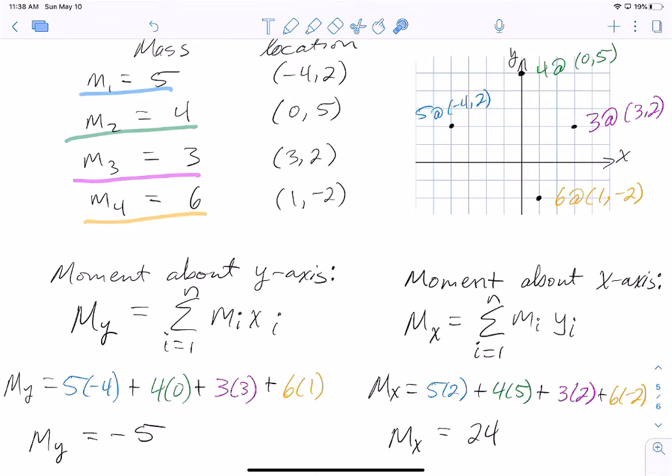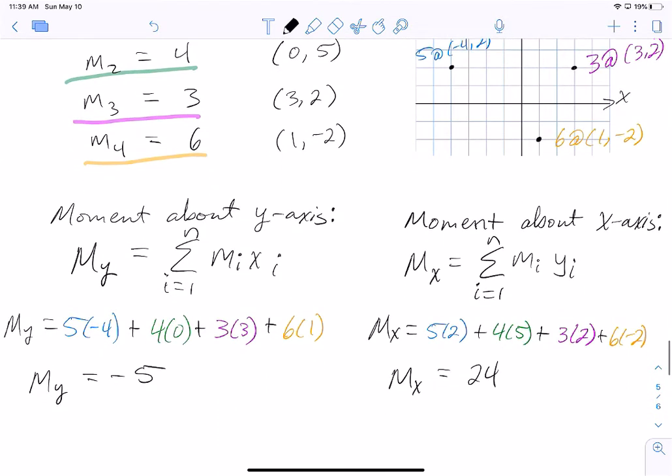And what we should have written down is that m sub x is equal to the sum as i goes from 1 to n of m sub i, y sub i, y again being the distance from the x-axis. And so m sub x is equal to 5 times 2 for the first mass, plus 4 times 5 for the second, plus 3 times 2 for the third, plus 6 times -2 for the fourth. That sum is 24.